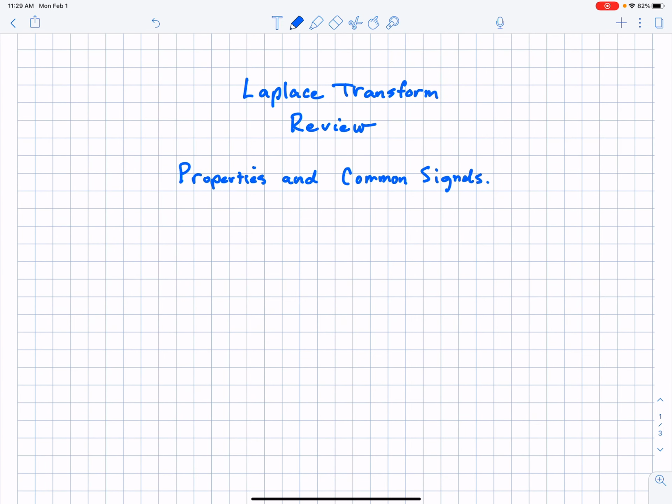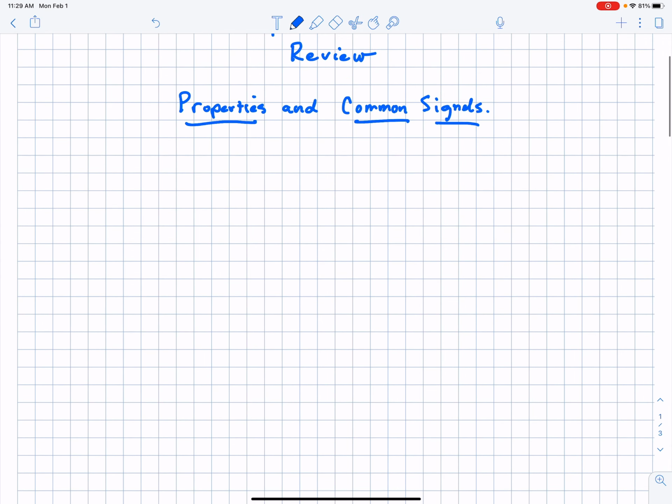In this video, I wanted to cover some of the practical aspects of the Laplace transform and review some of the things that are immediately needed for the course. All right, so we're going to look at some properties, and we're going to also look at some common signals that we take the Laplace transform of. We're not going to cover everything in the way of a review of Laplace, but we're going to pick out some important things that I want you to focus on for the moment.